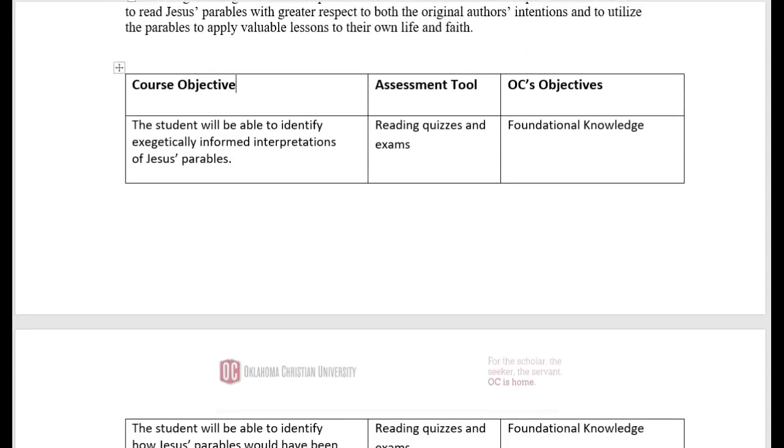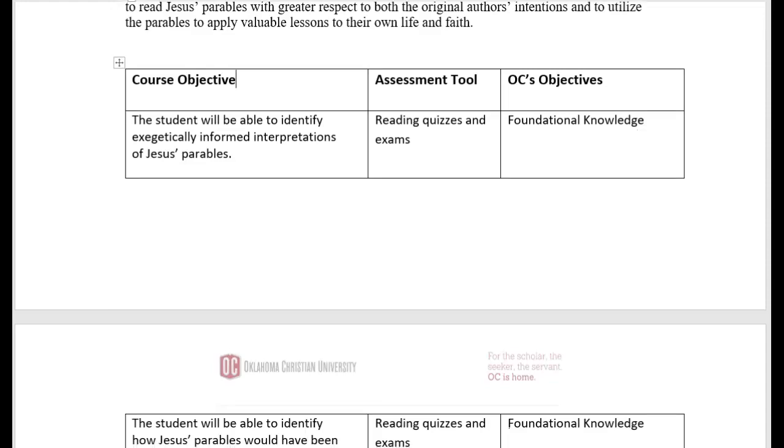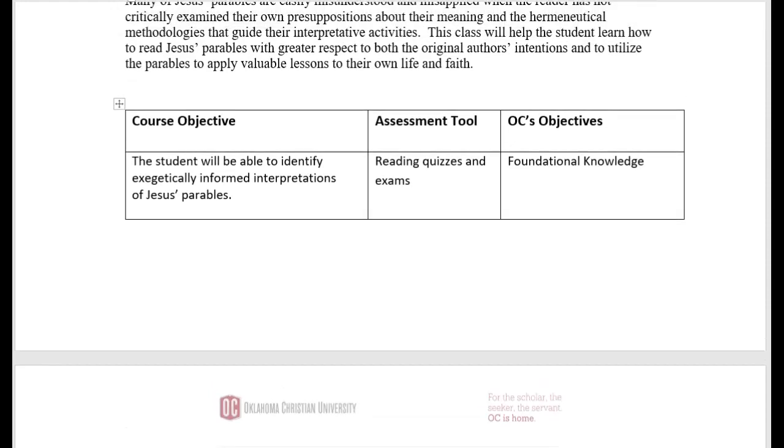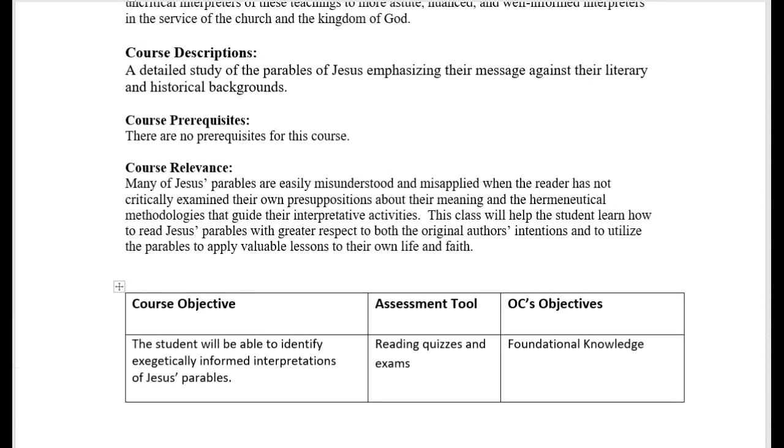There are no prerequisites for this course, but I do anticipate or expect that most students have some familiarity with the Gospels, particularly what we call the Synoptic Gospels, Matthew, Mark, and Luke. But there are no courses that are required. I also have a description here of the relevance of the course and why it's important to have a more in-depth understanding of Jesus' parables, and how to read those parables and apply those parables.